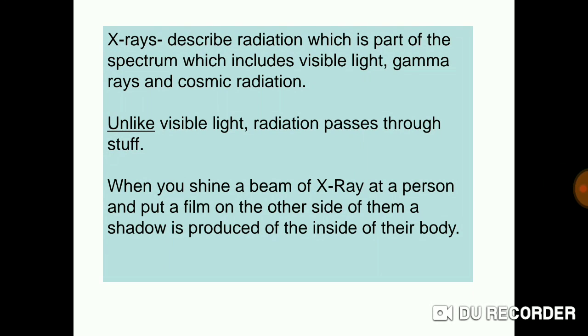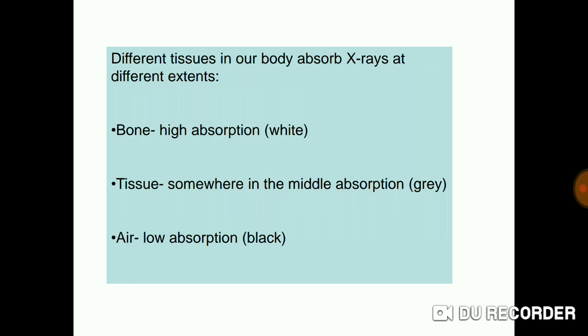What is X-ray? X-ray describes radiation which is part of the spectrum which includes visible light, gamma rays and cosmic radiation. Unlike visible light, radiation passes through stuff. When you shine a beam of X-ray at a person and put a film on the other side of them, a shadow is produced of the inside of their body. Different tissues in our body absorb X-rays to different extents, like bone, tissue and air. Bone has high absorption, which shows in white.